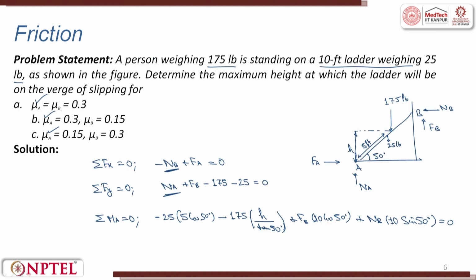So, I am substituting Fa and Fb with their friction values. Fa, as we know, because nu A would be Fa by Na, so Fa is nu A into Na, that is being substituted here. This is being substituted here. Similarly, I will substitute here as well for Fb.